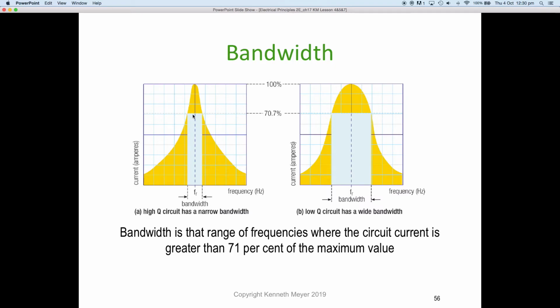There's what they call the lower frequency and the upper frequency. So the bandwidth is in that range of frequencies where the circuit current is greater than 71% of the maximum value. In diagram B, the Q is low, very wide bandwidth, and a very blunt top of the curve. High Q, very sharp curve. Low Q, very blunt curve and very much wider bandwidth, high Q, narrow bandwidth.